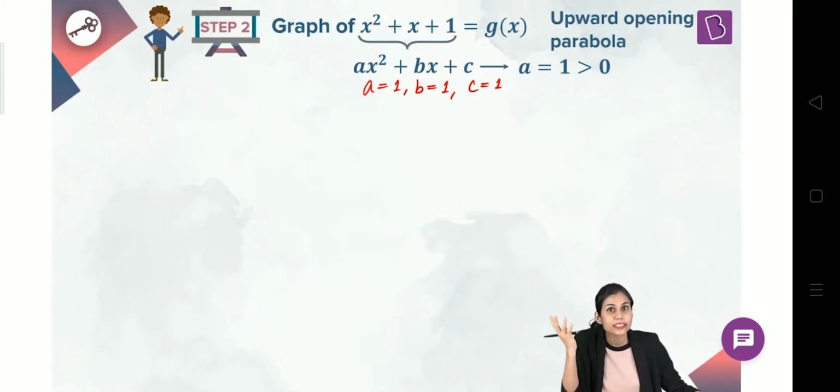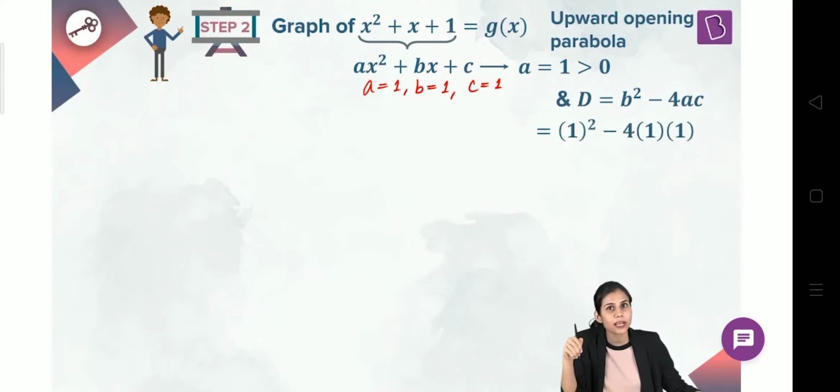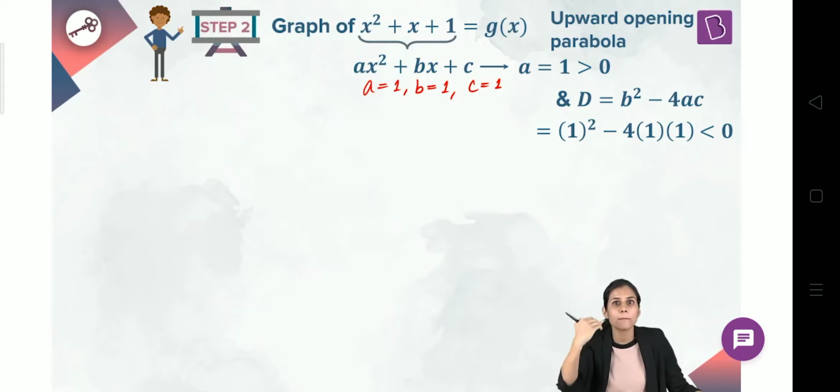Next step, find the discriminant. It's b square minus 4ac. Plug in the values. You get discriminant coming out to be strictly negative. That means this upward opening parabola will nowhere intersect the x-axis. So this upward opening parabola will be strictly above the x-axis throughout.